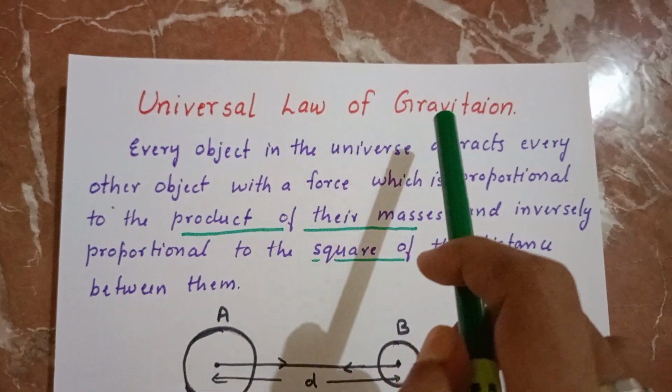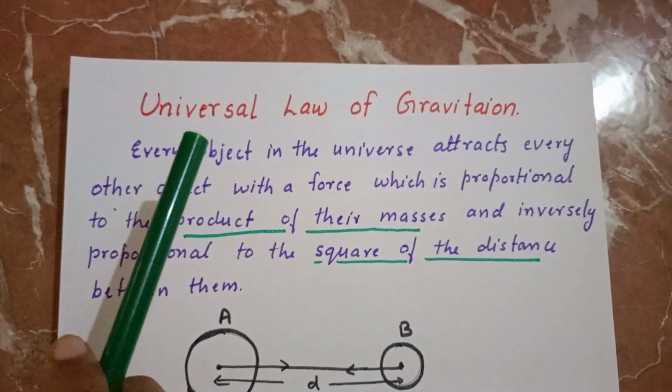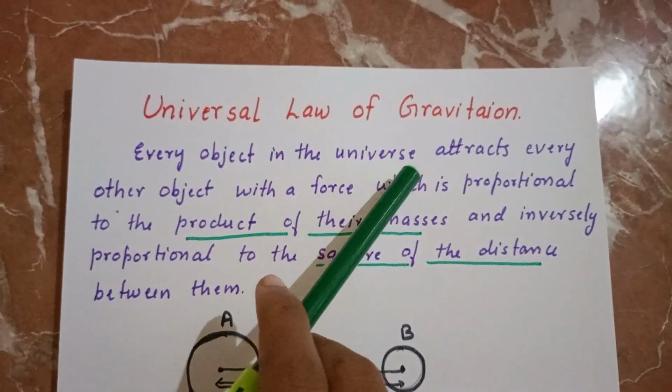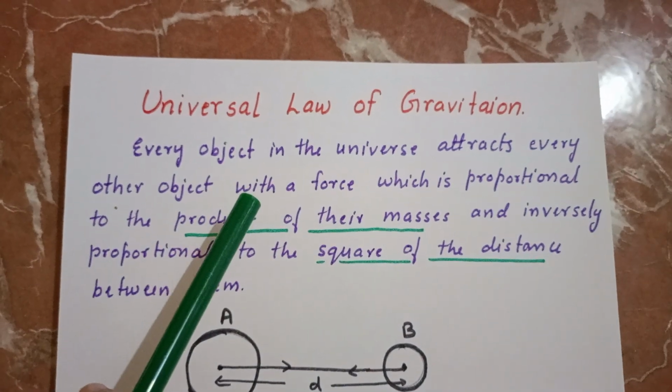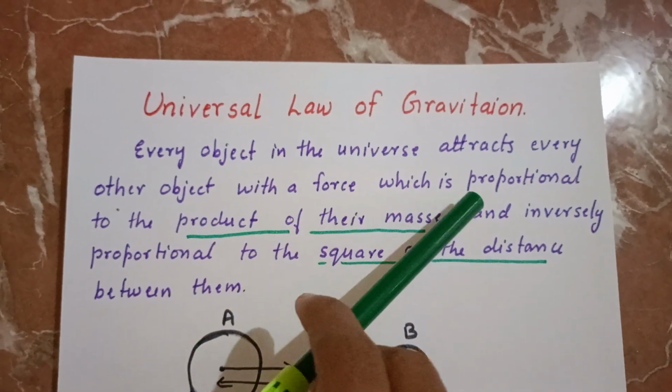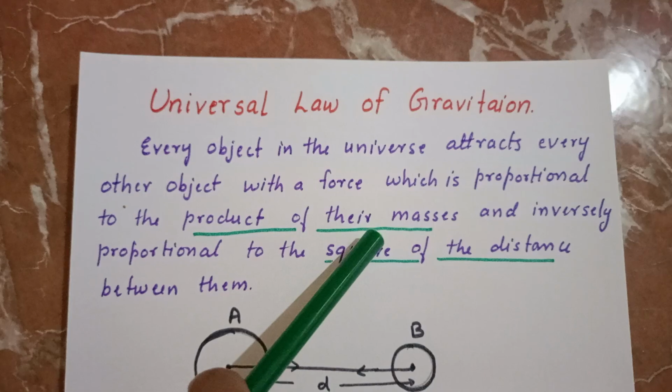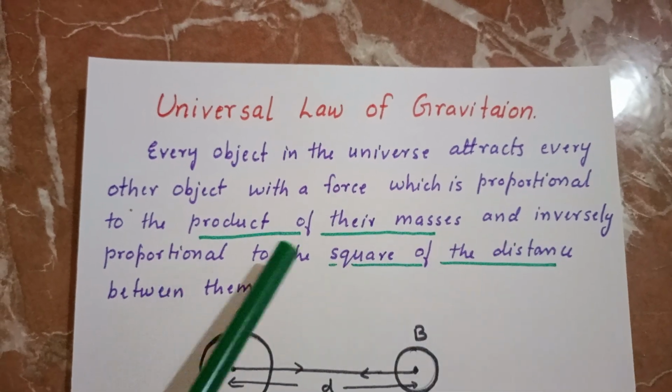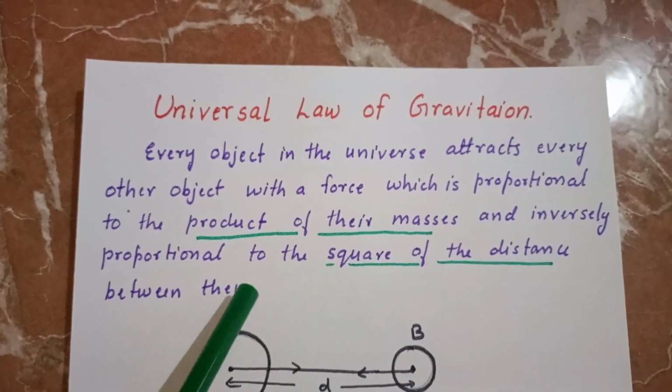So what does this universal law of gravitation state? Every object in the universe attracts every other object with a force which is proportional to the product of their masses and inversely proportional to the square of the distance between them.